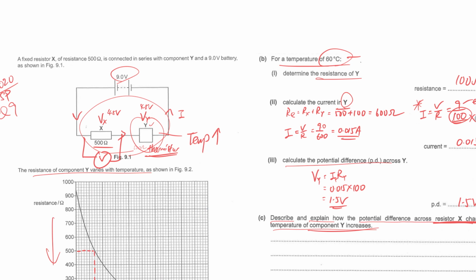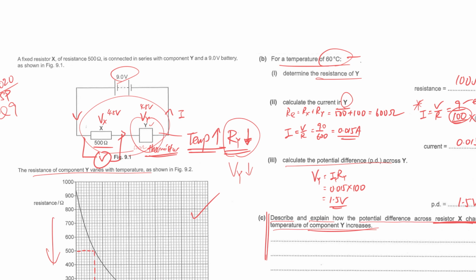So, if it's a shortcut, remember I told you when X and Y are connected in series, the smaller the resistance, the bigger the potential difference. So straight away, you know your Vy will be decreasing, because the resistance of Y decreases, so the potential difference will decrease. But you cannot just state that for the explanation, because you won't get any credit.